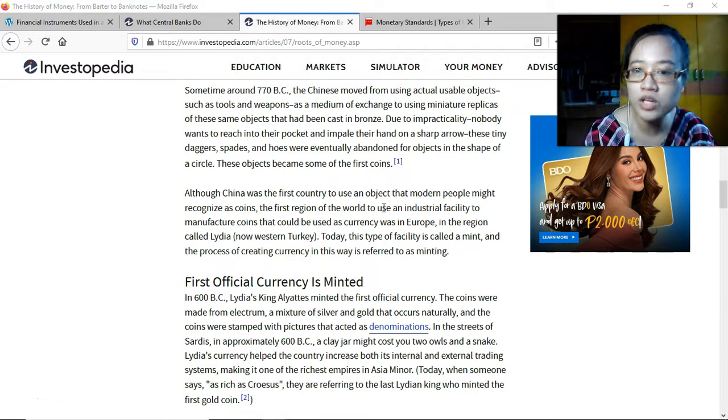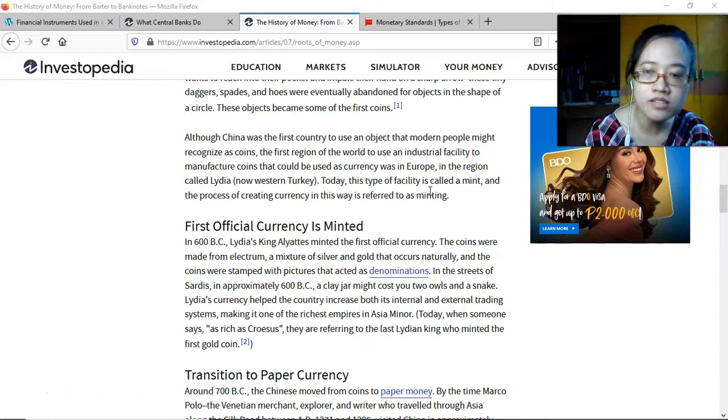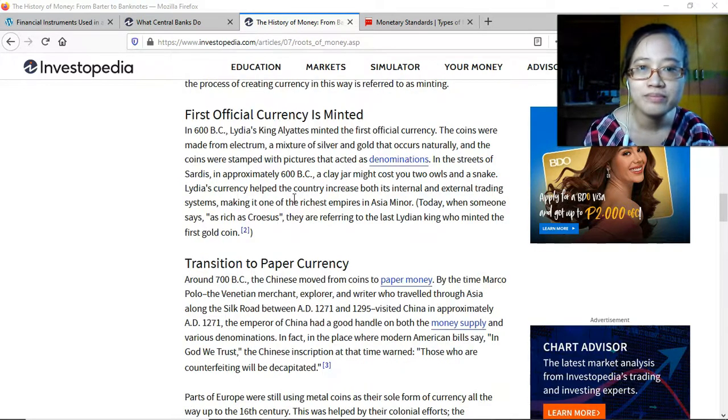Although China was the first country to use an object that modern people might recognize as coins, the first region of the world to use an industrial facility to manufacture coins that could be used as currency was in Europe, in the region called Lydia. Okay, today, this type of facility is called a mint, and the process of creating currency in this way is referred to as minting. In 1600 BC, Lydia's king Alyattes minted the first official currency. The coins were made from electrum, a mixture of silver and gold that occurs naturally, and the coins were stamped with pictures that acted as denominations. In the streets of Sardis in approximately 600 BC, a clay jar might cost you 2 owls or a snake. Lydia's currency helped the country increase both its internal and external trading systems, making it one of the richest empires in Asia Minor.